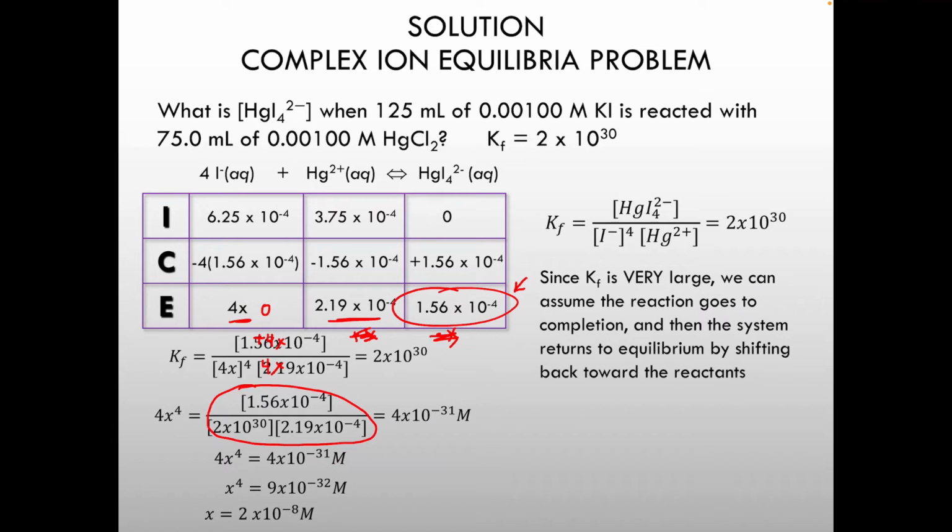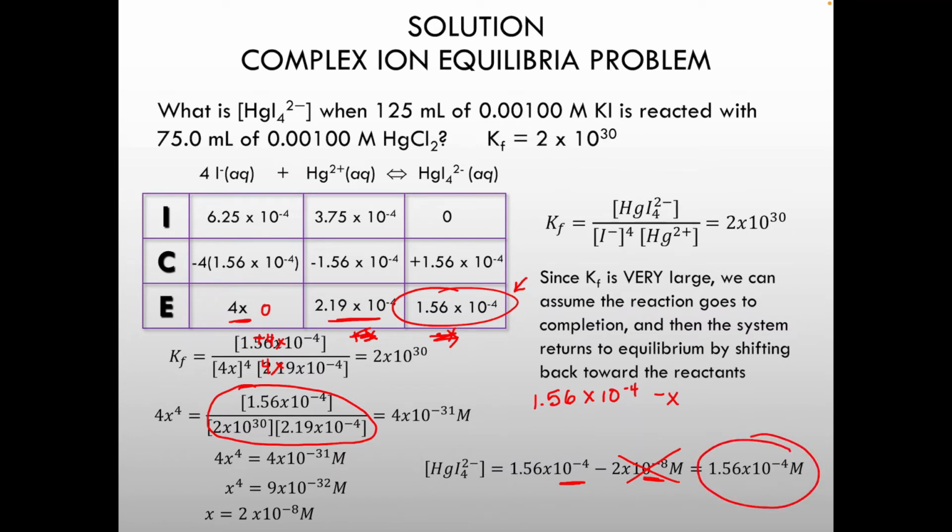So our complex ion is 1.56 times 10 to the minus 4th, but remember we had that minus x piece there. So we can go ahead and use that here, right? We minus x, but you'll see this is a times 10 to the minus 8th, compared to times 10 to the minus 4. So this is going to be negligible compared to our initial concentration. So that will be our final concentration in our solution.